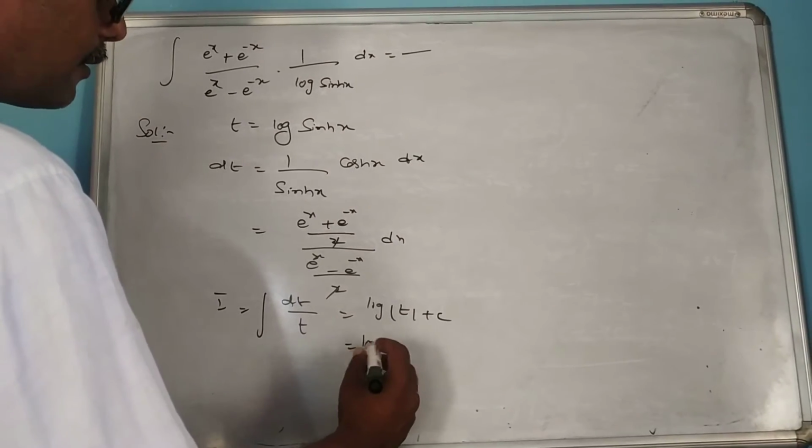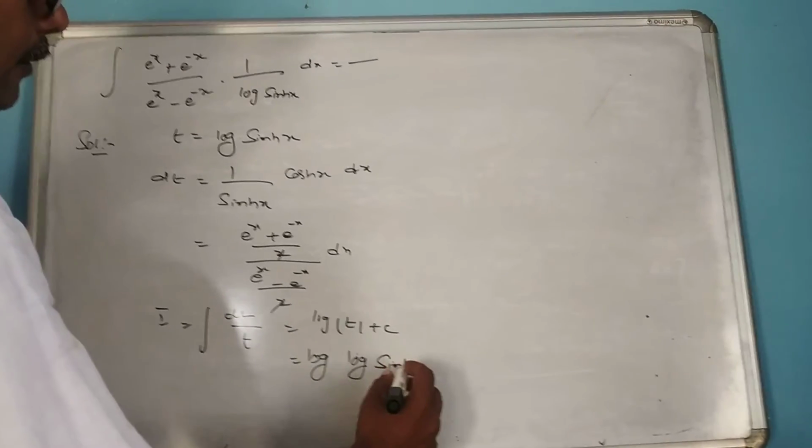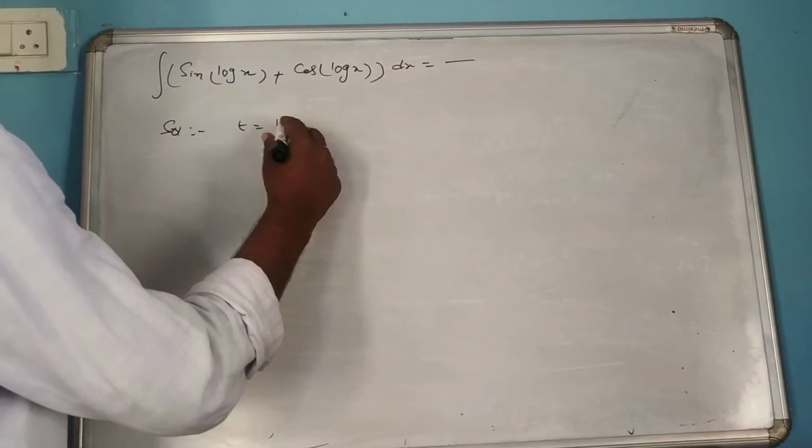What is the value of t? t is log of sinh x, plus c. That is the value.